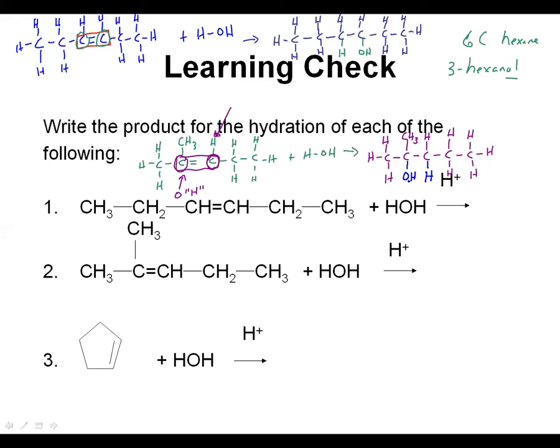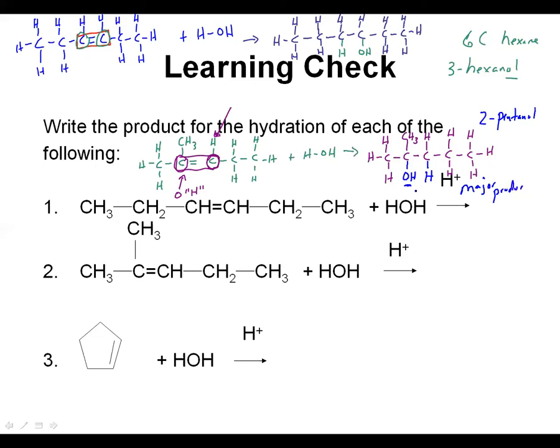And this will give us our major product, which is 1, 2, 3, 4, 5 pentanol. And this would then be 2-pentanol, the name of this alcohol here. 2 because of the location of the OH. And this would be the major product that you would draw.